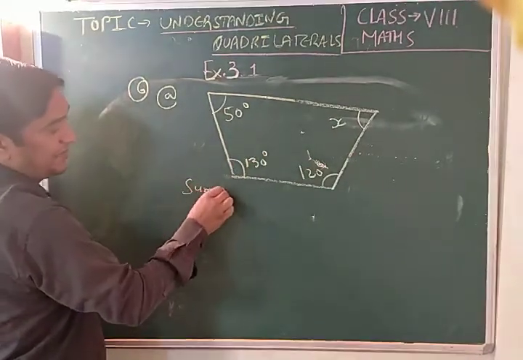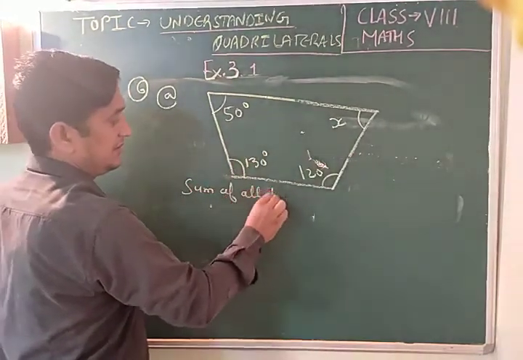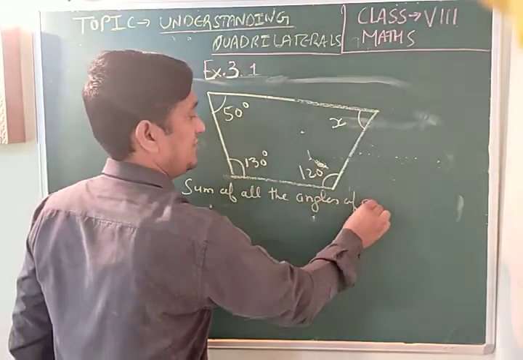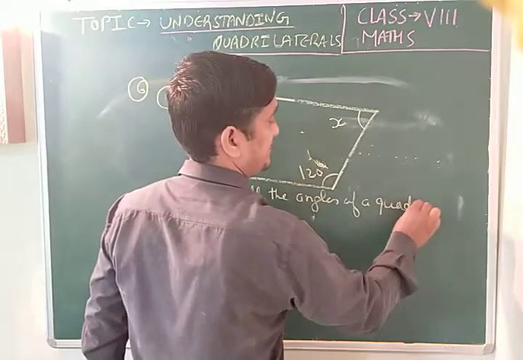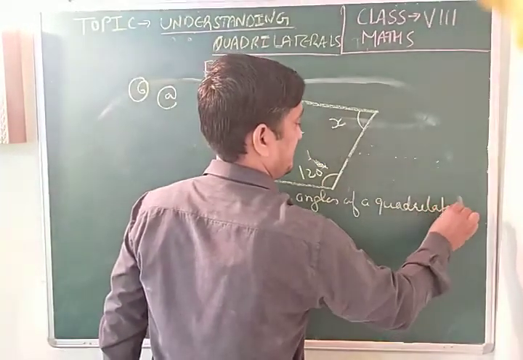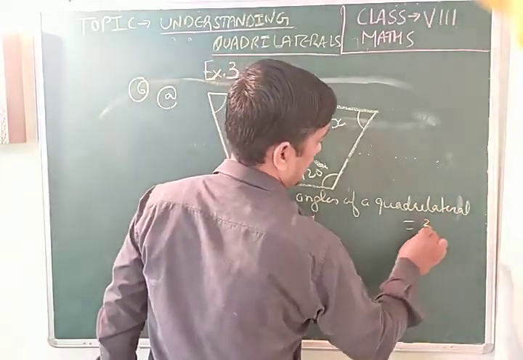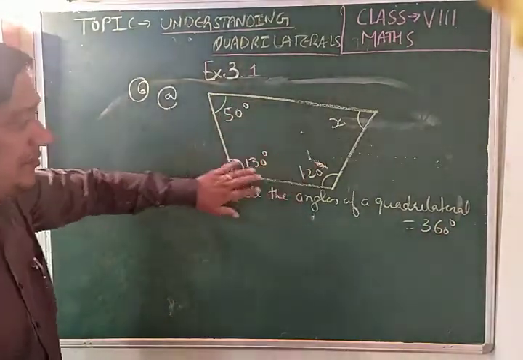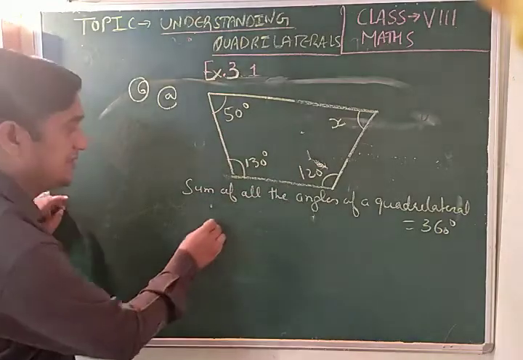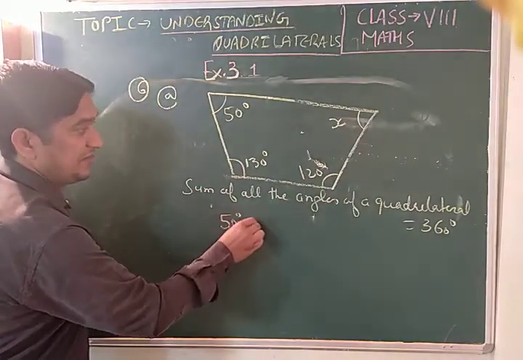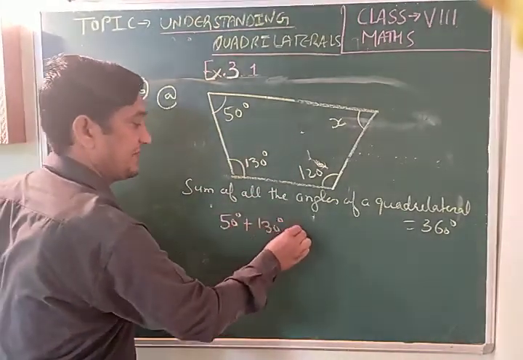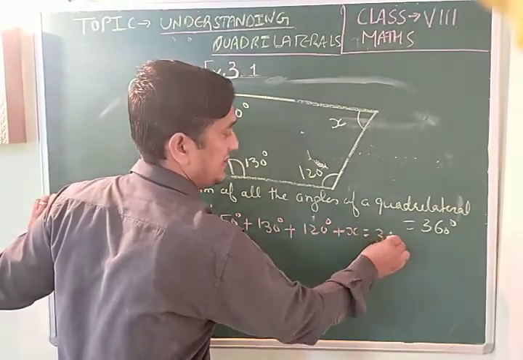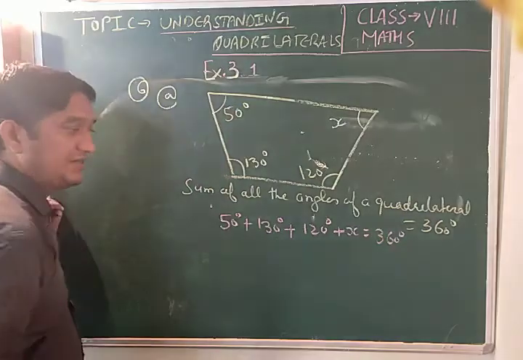Sum of all the angles of a quadrilateral is 360 degree. If sum of all the angles of a quadrilateral is 360 degree, it means 50 degree plus 130 degree plus 120 degree plus x is equal to 360 degree. Now we can find the value of x.